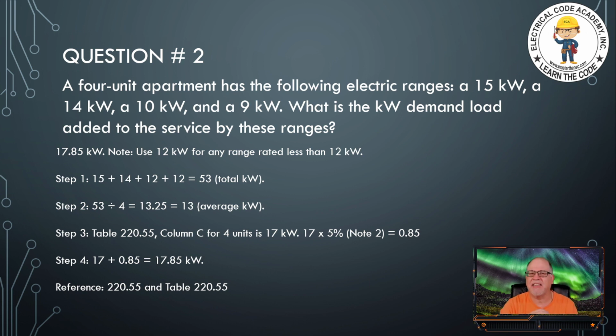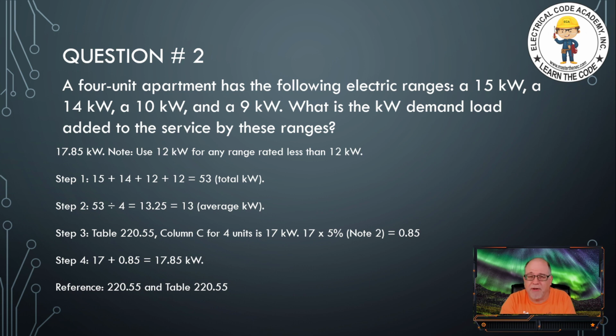Now we want to divide that by how many? 4, because we had 4 ranges. Remember what the rules in note 2 said. So that would be 53 divided by 4. That is 13.25. Now remember, that's our average. Remember what the note said. It said whatever the demand value is in column C must be increased by 5% for every kW that exceeds 12, or major fraction thereof.